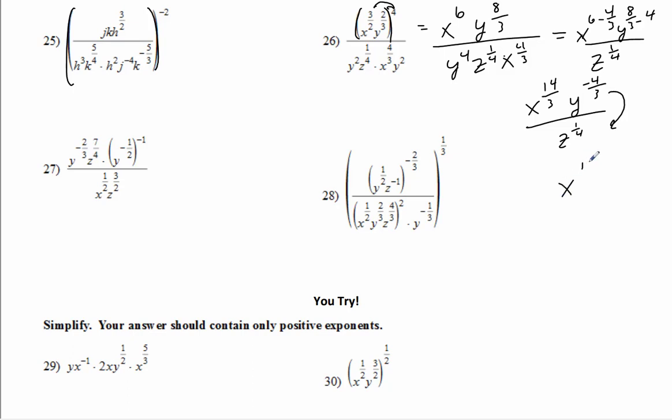So x to the 14/3 over. Remember, my z's automatically stayed down there. I didn't touch it, right? So it stayed down there. Y to the positive 4/3, right? It becomes positive when it goes to the bottom. There you go, right there.